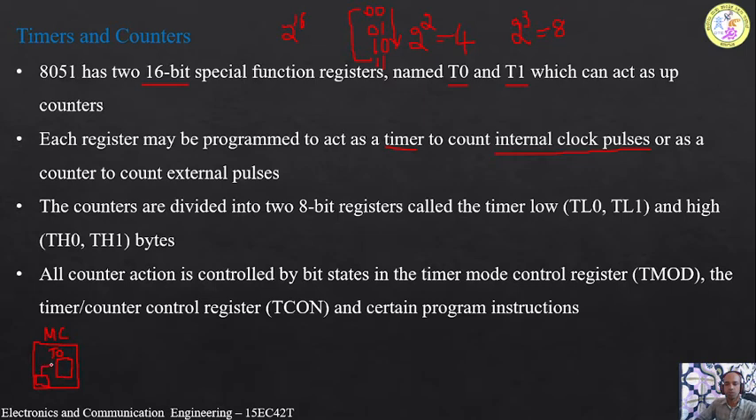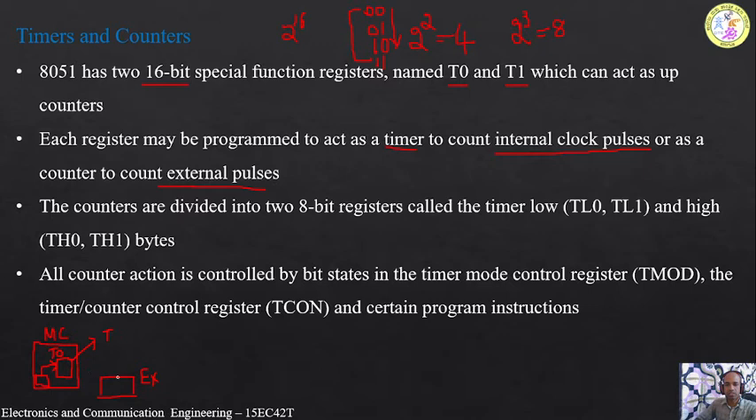Now, suppose the microcontroller starts counting the clock pulses generated by the internal device, then this is called a timer. The same register, either T0 or T1, will be called a timer now. Or as a counter to count the external clock pulses. Suppose the timer register T0 or T1 counts the clock pulses from an external device. Now I am having some external device.